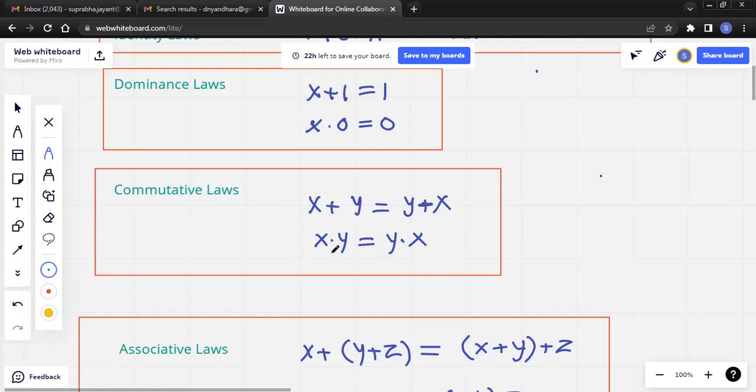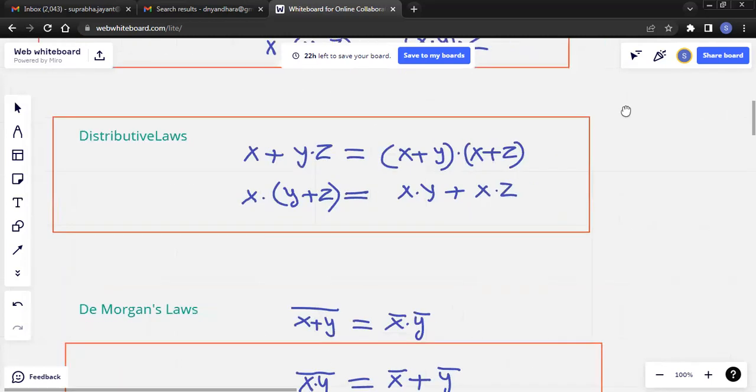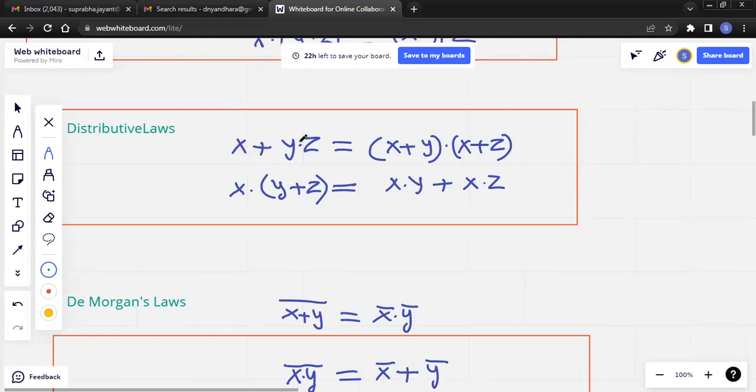Commutative laws. Addition is commutative, multiplication is commutative. Associative laws. Addition is associative, multiplication is also associative. Then distributive laws. X plus y into z. Whenever we are talking about x plus product of 2, you can have x plus y into x plus z. So this plus distributes over dot. I repeat, x plus y into x plus z. And talking of multiplication distributing over addition, this is not actually ordinary multiplication. We call this a supremum and infimum. So x into y plus z will be the same as x into y plus x into z.